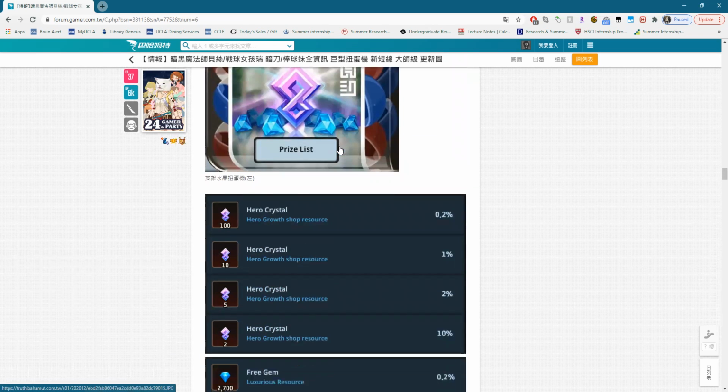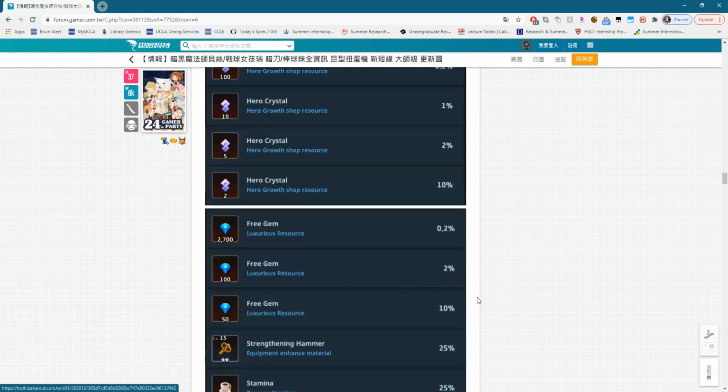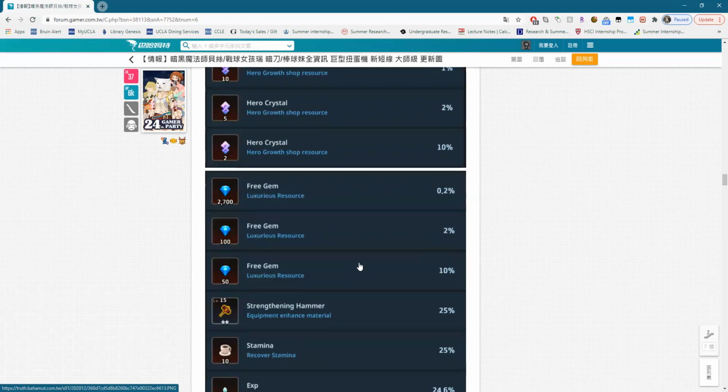One's the Hero Crystals and Gem. You can see from here the jackpot for each is 0.2% for Hero Crystals and 0.2% for free gems. But you might focus more on these smaller rewards and see how it goes, which is not bad for how much you're getting. You get 10% for two Hero Crystals, that's good. You don't have to haul that much through evil dungeons anymore. That's a pretty high chance to get two. You can even get 10, which is 1%, and 2%. These are all good rates. Free gems are always nice, and the rates are not that bad either.